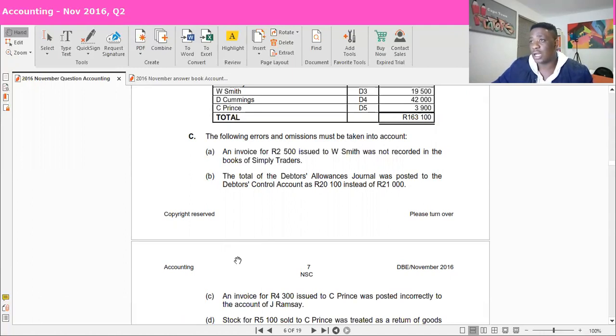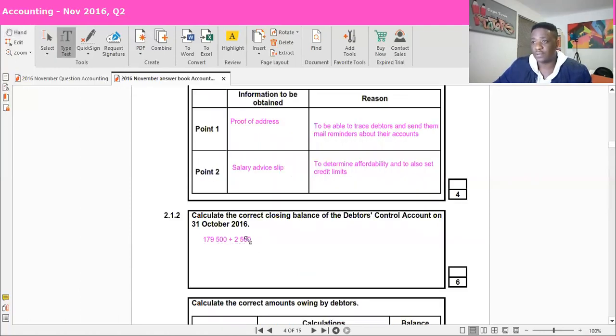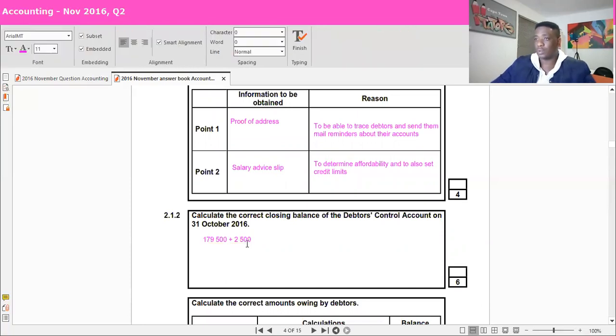And then information B, it says the total of the debtors allowances journal was posted to the debtors control account as 20,100 instead of 21,000. So in this case, we were supposed to post 21,000. We know that debtors control reduces the debtors control account, so we were supposed to subtract 21,000, but instead we subtracted 20,100. So what you need to do in that case is subtract a further 900 in order to get to the 21,000. So we would have a subtraction of 900.